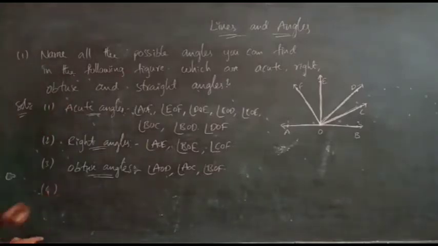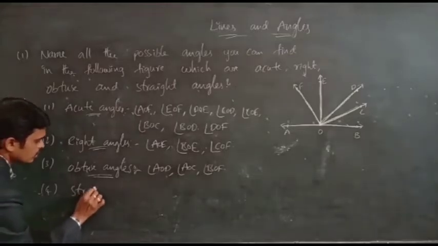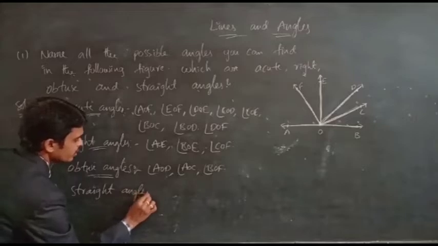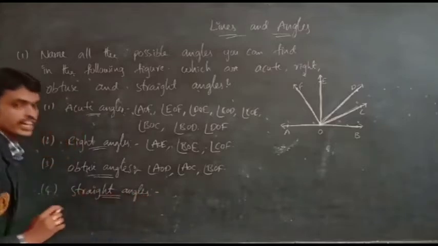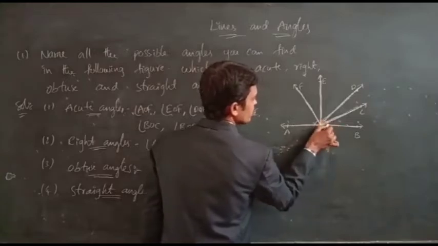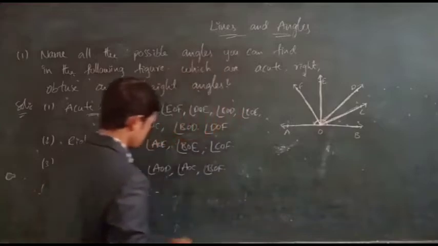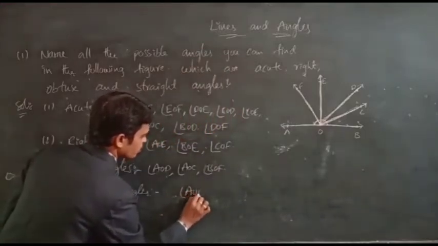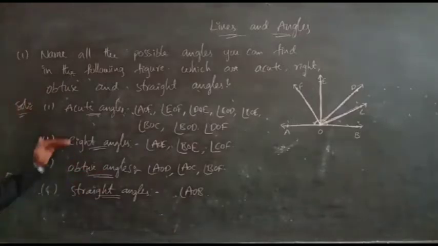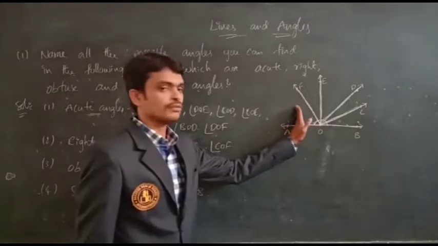Now fourth one, straight angle. How many straight angles will you get here? Only one straight angle. What is that? That is angle AOB. It is only one straight angle, nothing but 180 degrees. So angle AOB is a straight angle. So these are the different types of angles we got in the given figure.